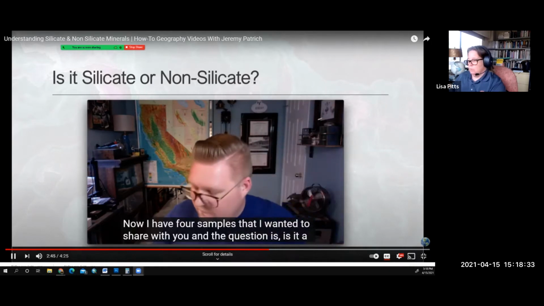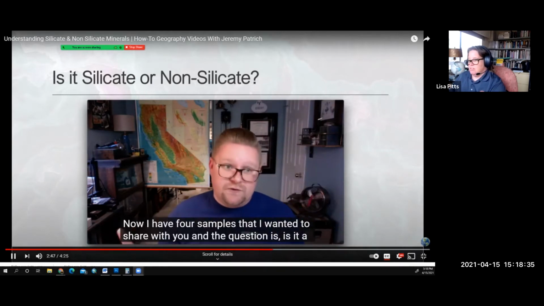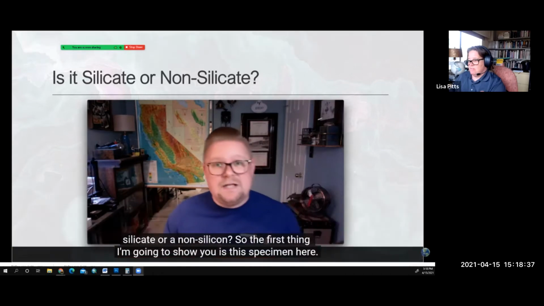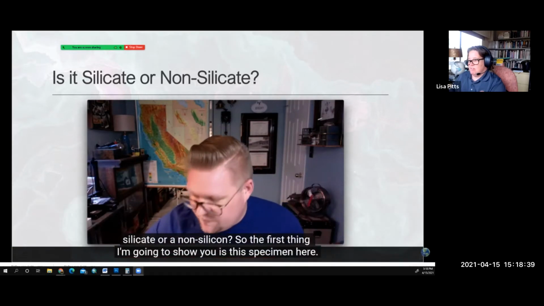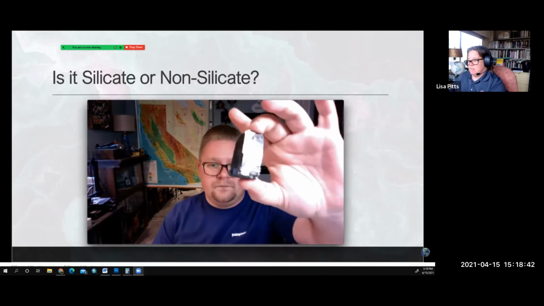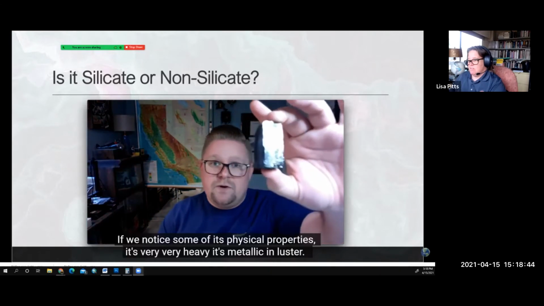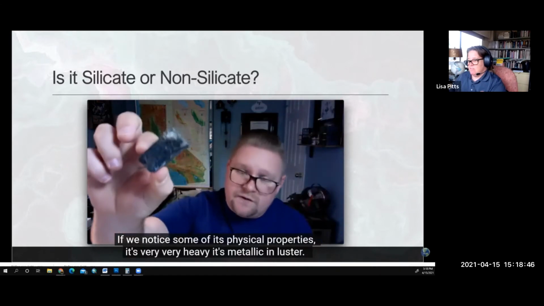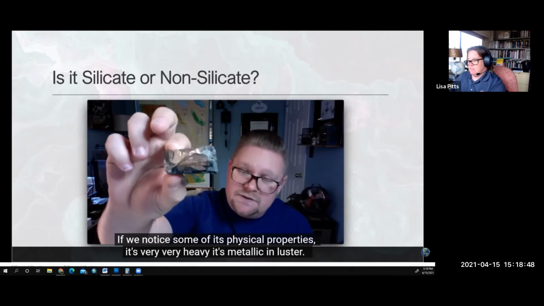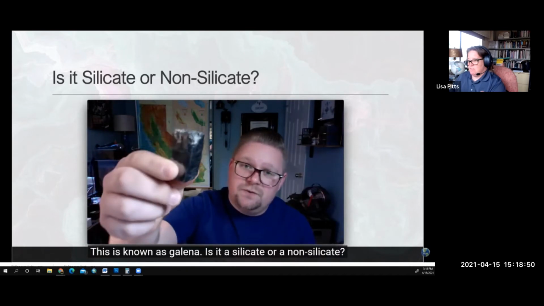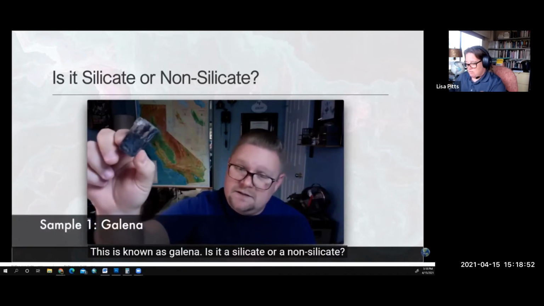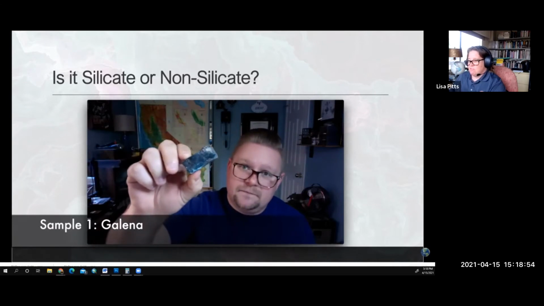Now, I have 4 samples that I wanted to share with you, and the question is, is it a silicate or a non-silicate? So the first thing I'm going to show you is this specimen here. If we notice some of its physical properties, it's very, very heavy, it's metallic in luster. This is known as galena. Is it a silicate or a non-silicate?